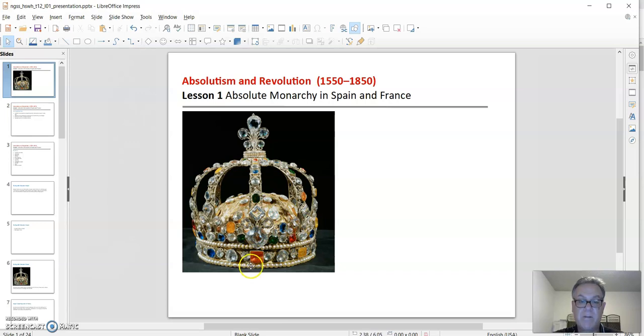I mean, look at this crown. This is worth a lot of money. All these are precious gems. It's solid gold. All right, so we're going to again practice how to take notes.